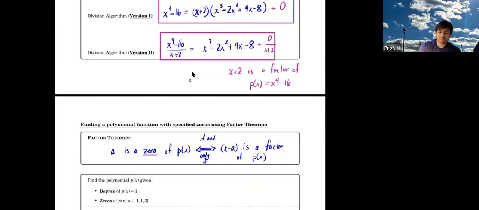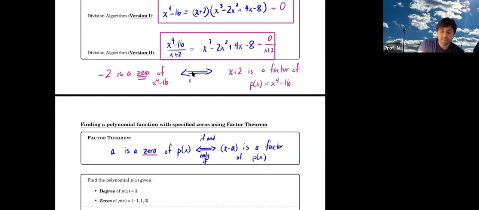That's that first phrase here, right? That's that phrasing here. By the factor theorem, what can I say as well? Well, x plus 2 is a factor. What was my a value? Wasn't it negative 2? Then can't we also say by the factor theorem that negative 2 is a 0 of x to the fourth minus 16?